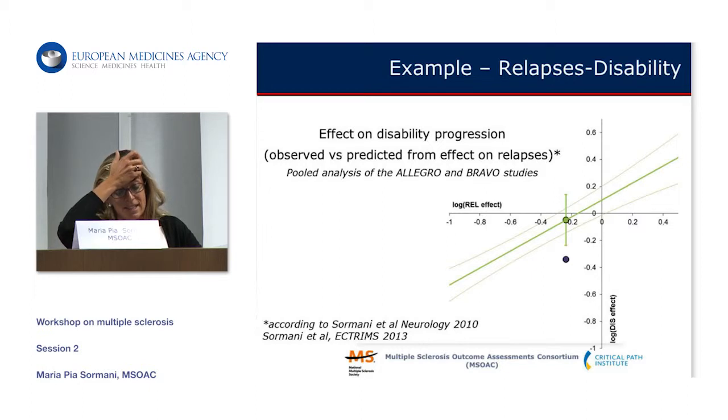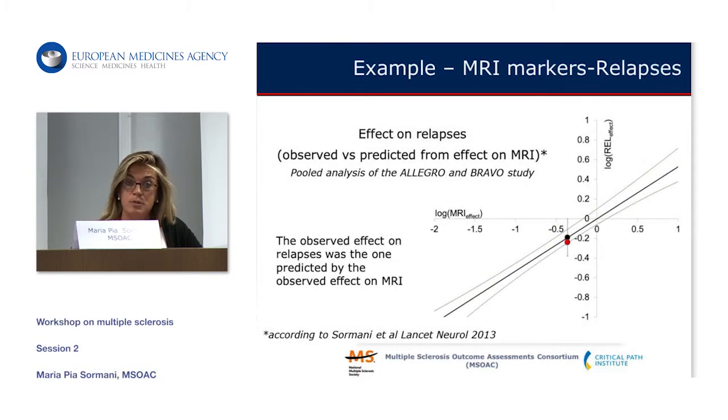So in this analysis, the effect on disability is predicted from the effect on relapses, taking the relationship that has been calculated in a previous work. And as you can see, the effect of laquinimod detected on disability was much larger than what we can expect from the observed effect on relapses. That said, if we examine the relationship between the effect on MRI and relapses, they are still very consistent. The effect of laquinimod that we expect on relapses is exactly the one that we can predict from the effect on MRI lesions.